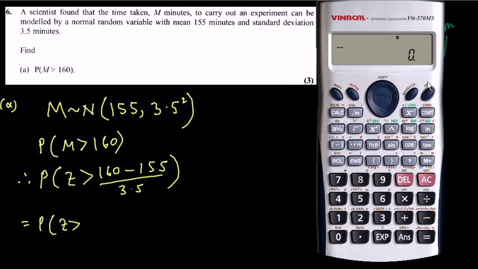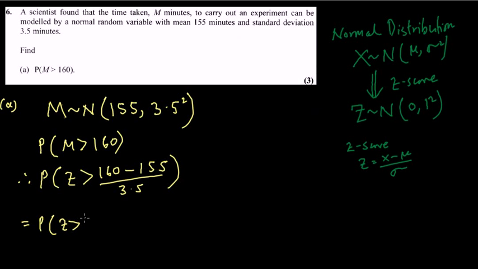So this particular sum would be 160 minus 155, that is 5, divided by 3.5, that is 1.4286. So that's what we have to do.